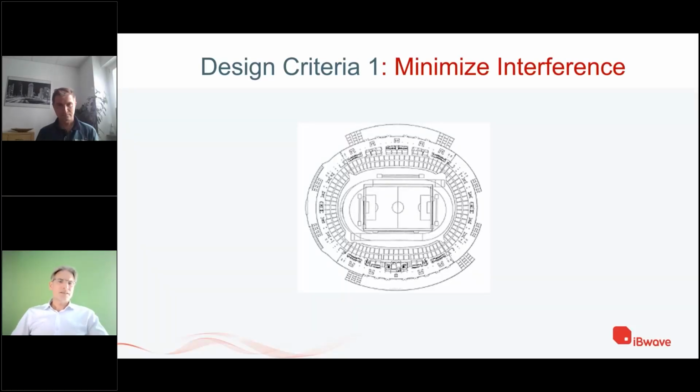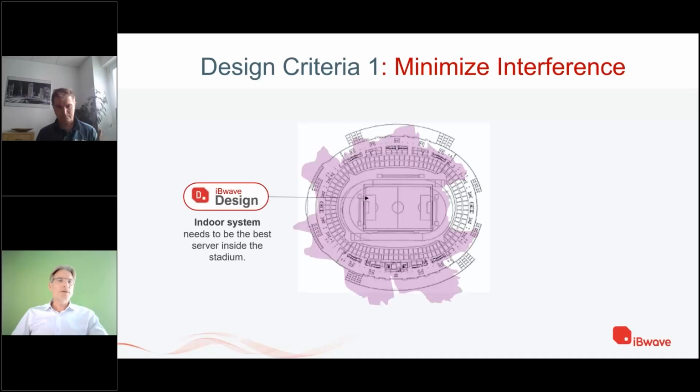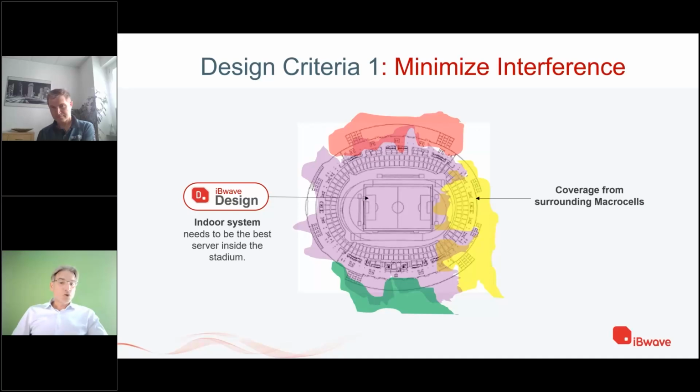Minimize the interference. That's one of the design criteria, the first one you should take care of. It's the indoor system which you design, and that should be the best server inside the stadium. How you do that with sectorization and antennas, that's the topic of today's webinar, and Victor will go into detail on that. The IBWave design solution allows you to do a proper, accurate network design for the indoor part. The outdoor part is the macro network, the existing one.